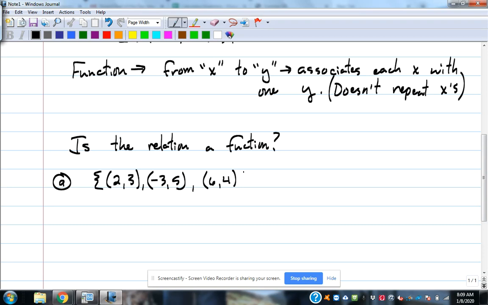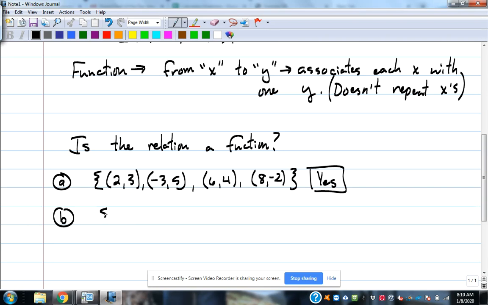(6, 4), and (8, -2). Is that set of ordered pairs a function? Yes. Okay. There are no repeated x values, so it passes. It doesn't matter if they're repeated y values. We don't care if that's happening when we're just trying to test if it's a function or not. So this is definitely a yes. It is a function.